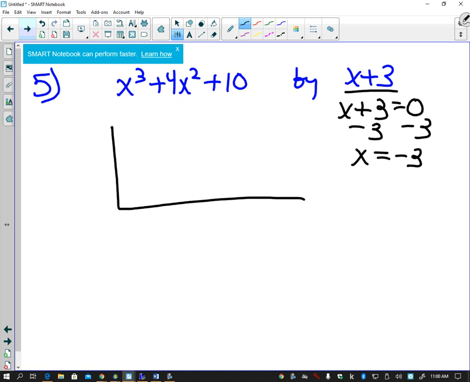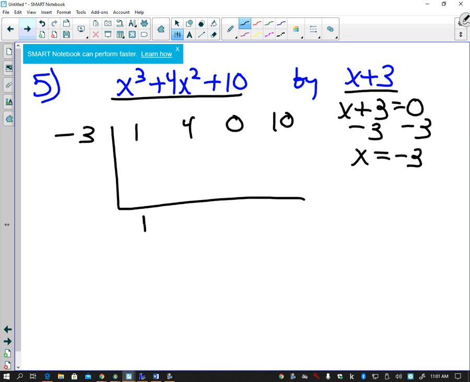When we use synthetic division, we take the coefficients for these values up here. So I have 1, 4, and 10. Oh, yes, you are right. I would put a 0 for x because we have to have all of our spots. So 1, 4, 0, and 10. Good catch. Now we're going to divide by negative 3.